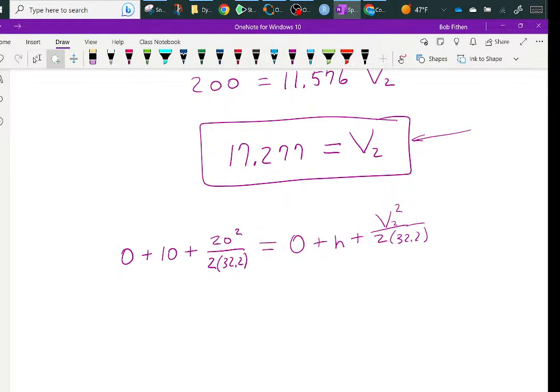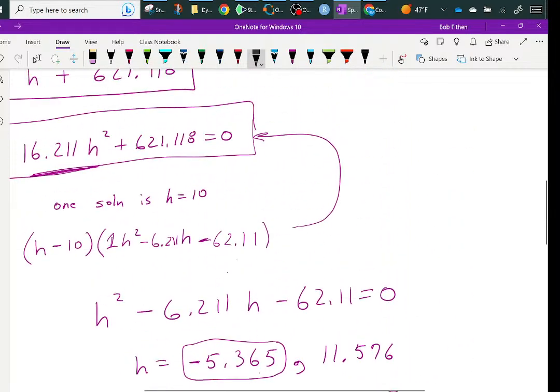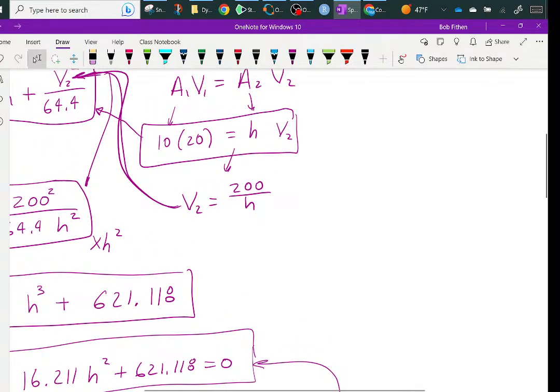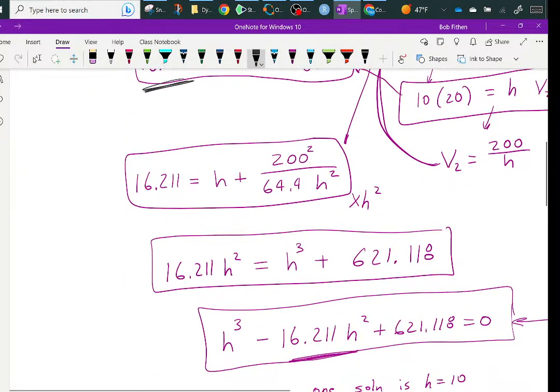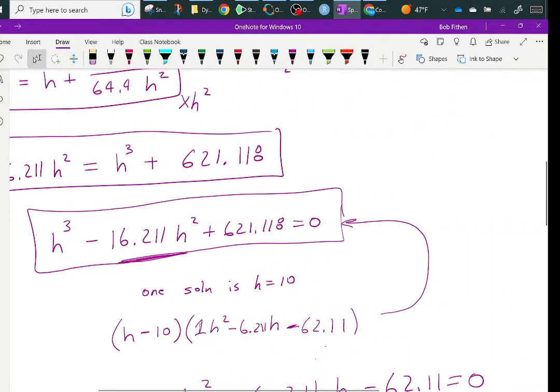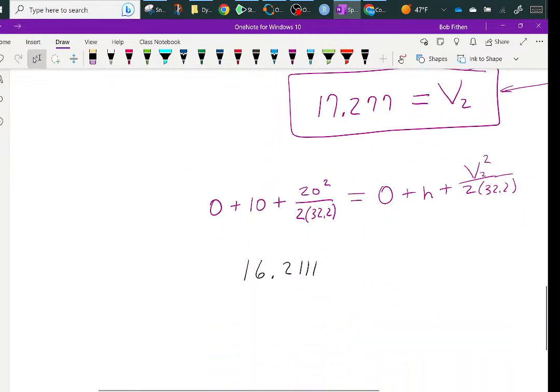Okay, it's not listening to me. So I'm going to calculate the number on the left right here and write that down. I'm going to do it with the calculator real quick. 20, and 20 divided by 2, divided by 32.2, plus 10. Uh-oh. Was that number 16.2111? Did I copy that down wrong? No, that's right. Okay, there it is. So we got that.